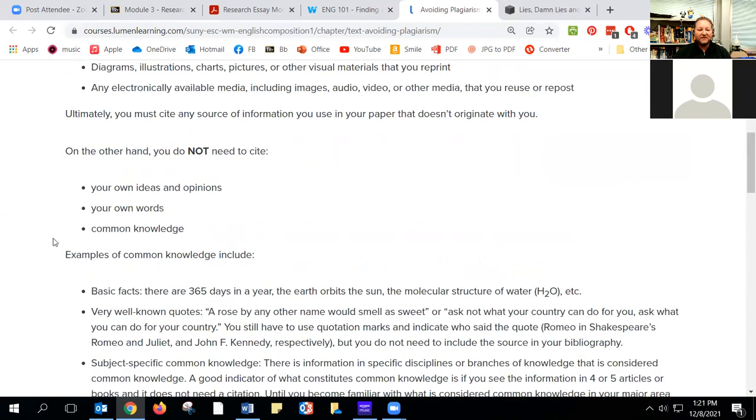But there are some things you don't. Your own ideas and opinions, right? Even if it's something that you said or wrote in another class, you don't have to cite yourself, right? Common knowledge is where it gets really tricky, right? Because a lot of times you're like, well, I just know this. I don't know where I learned this from. I just know this, right?